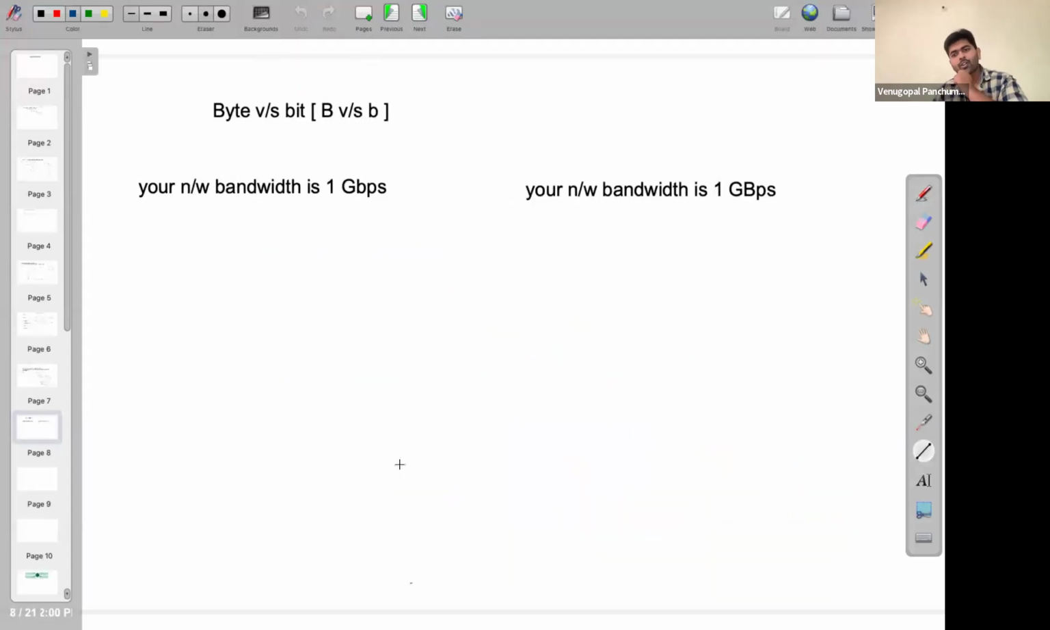Now, next you need to understand one thing, friends. That is the difference between byte versus bit. One very important thing is you need to understand bit versus byte. We know that a bit is nothing but it can be either 0 or 1. Correct? A byte is nothing but 8 bits. So it is a multiple of 8. 8 times you need to multiply.